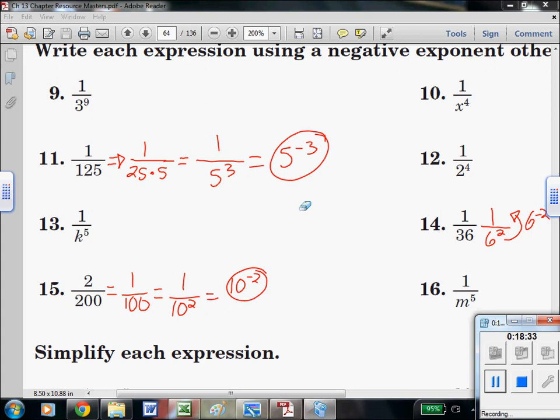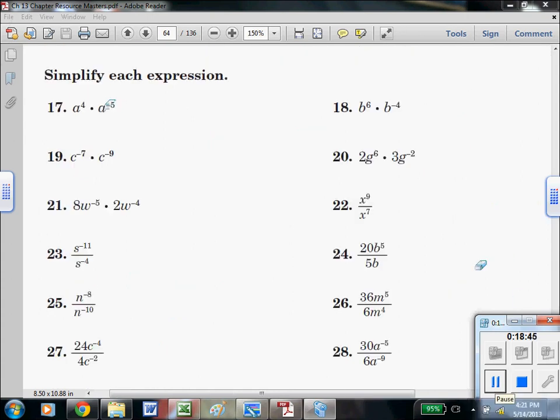Okay, now for the rest of these, it's kind of a similar thing. When you're moving these, just make sure when you move it to the other end, you make the exponent negative. And the rest of those, it's just going to be a really straightforward answer. I just want to do some of the tricky ones on this page. So for example, number 9 is going to be 3 to the negative 9th power. That's the answer, number 9.